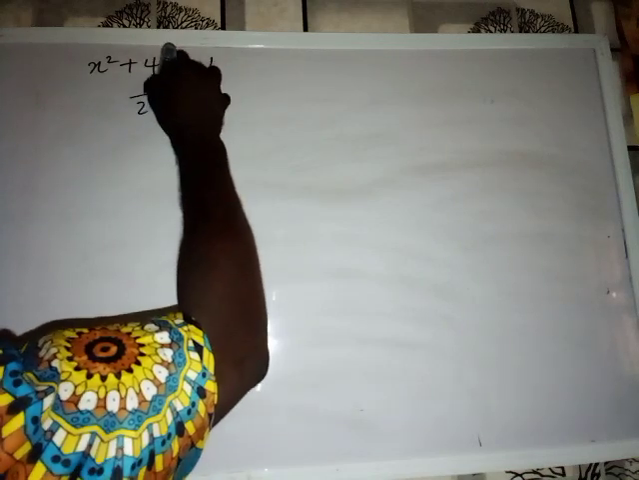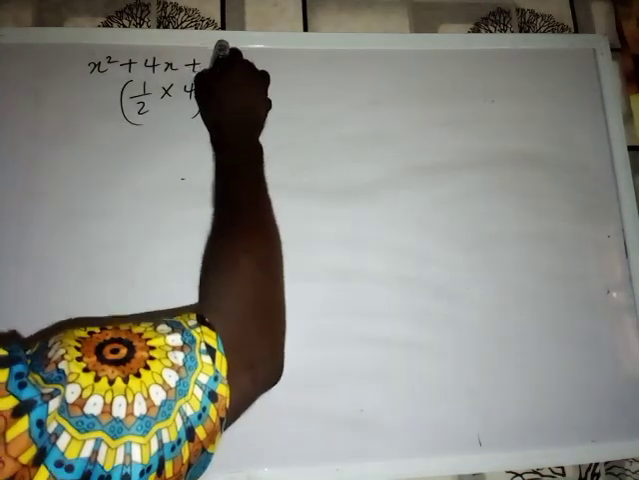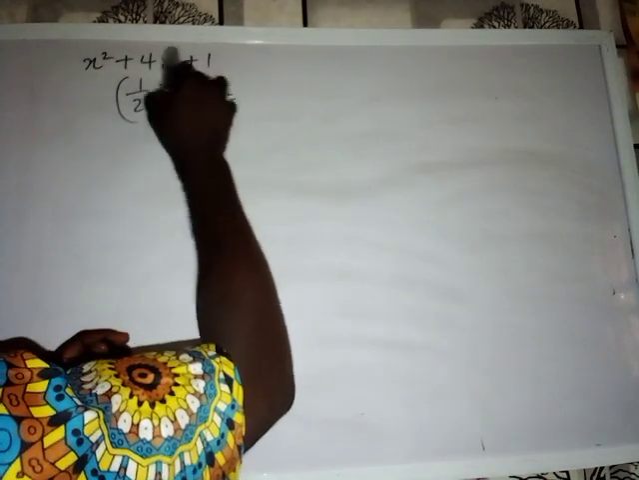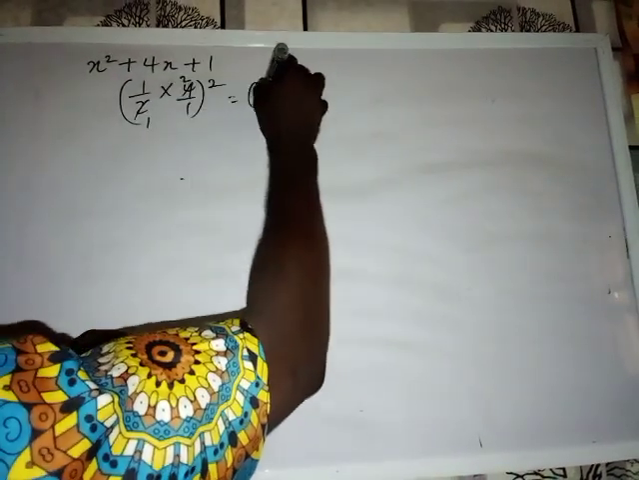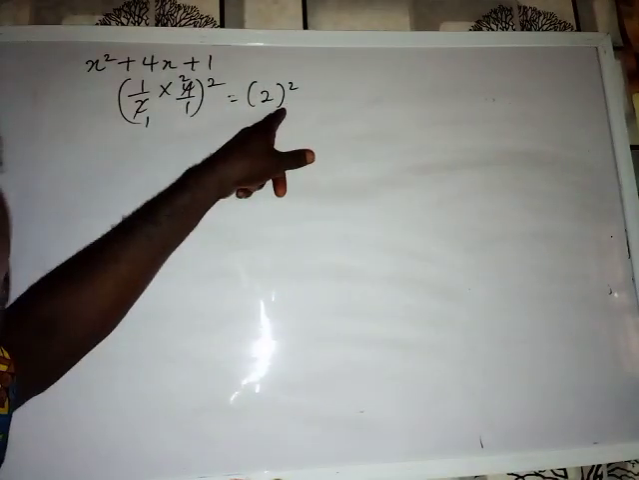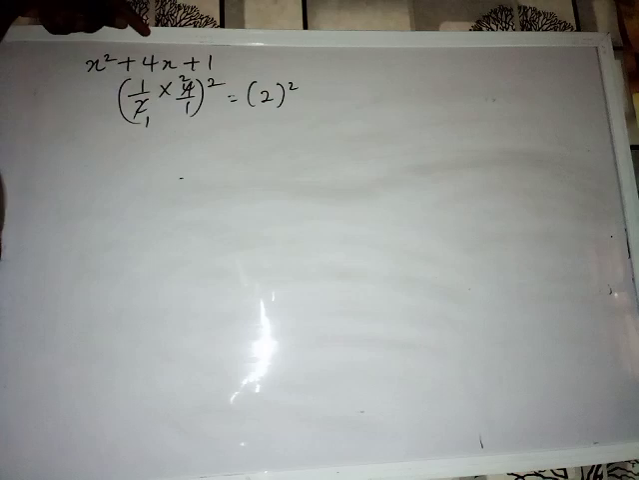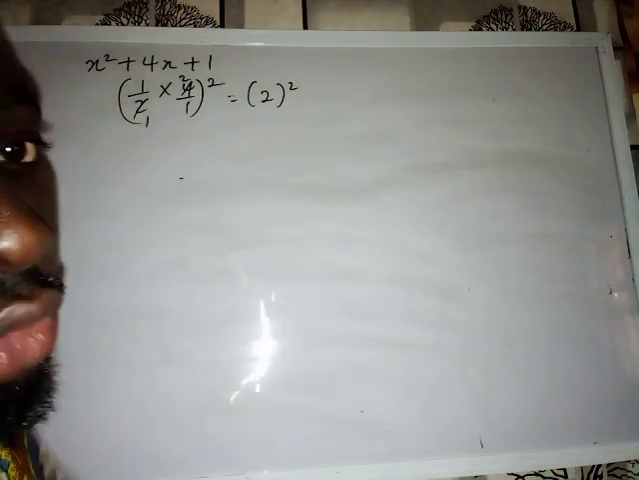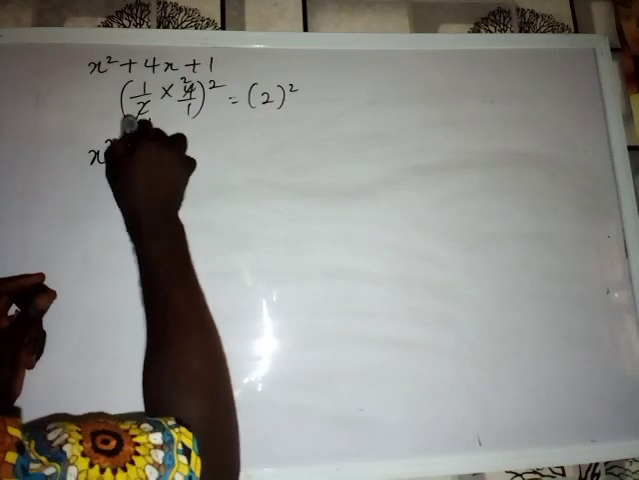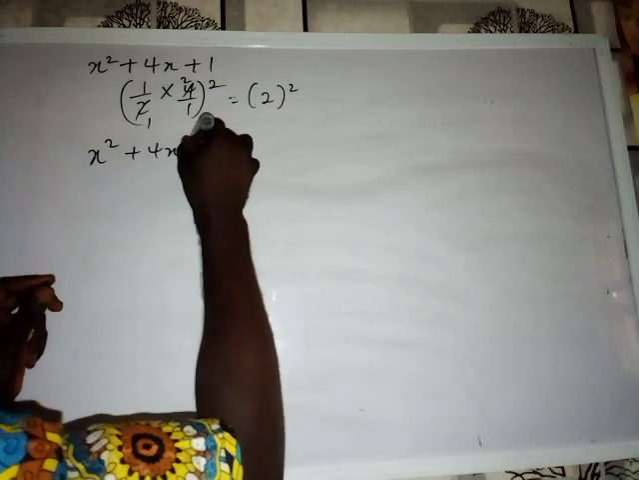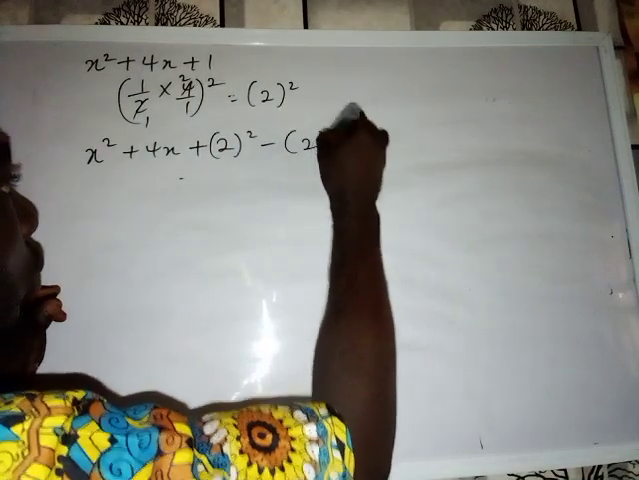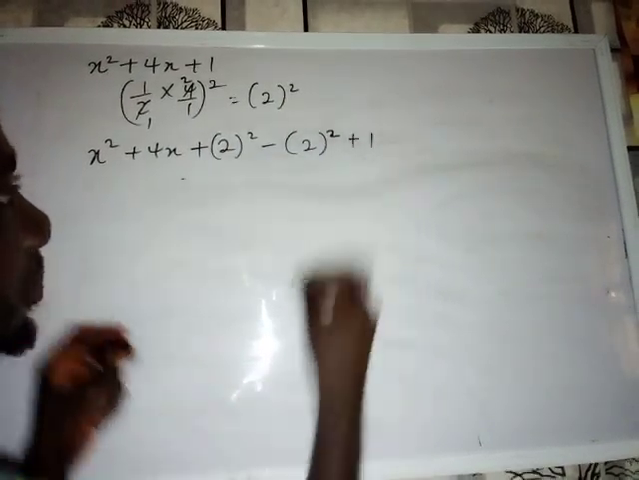1 over 2 times 4, then I square it. That gives me 2 here, 2 over 2. So I'm going to add this value to this expression, and at the same time I'm going to minus it in the expression. So that will be x squared plus 4x plus 2 to the power 2, minus 2 to the power 2, plus 1.